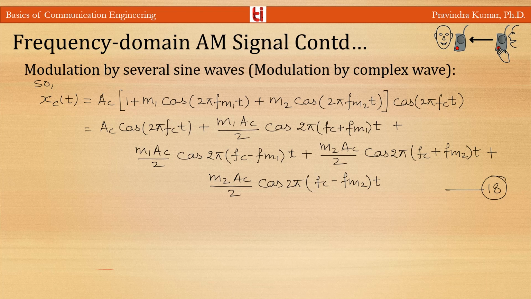m1 Ac/2 cos 2π(fc + fm1)t plus m1 Ac/2 cos 2π(fc − fm1)t plus m2 Ac/2 cos 2π(fc + fm2)t plus m2 Ac/2 cos 2π(fc − fm2)t. And this equation shows that the AM wave, along with the carrier, has four sideband components. So this is the carrier, and these four are the sideband components.